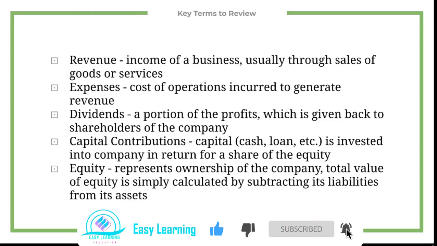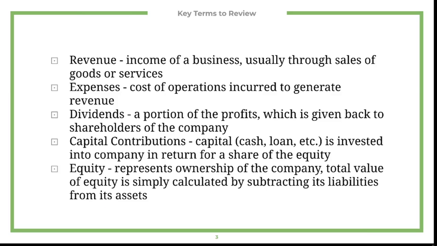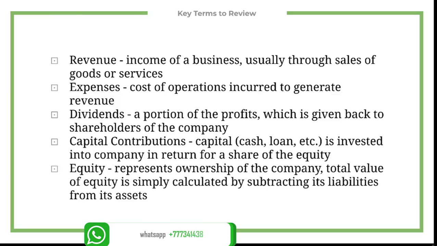So revenue is the income that a business makes, and it's primarily made through the sales of goods and services. And expenses are the costs of the revenue and the costs of the operations incurred to get that revenue. And dividends are a portion of the profits that are allocated to the shareholders. So they're given back to the shareholders.